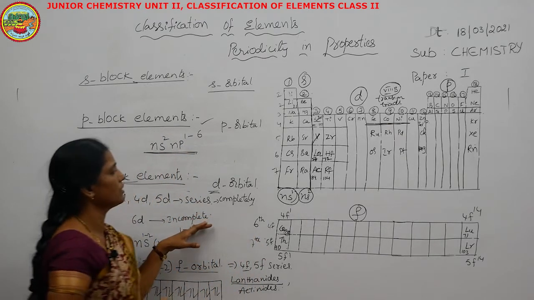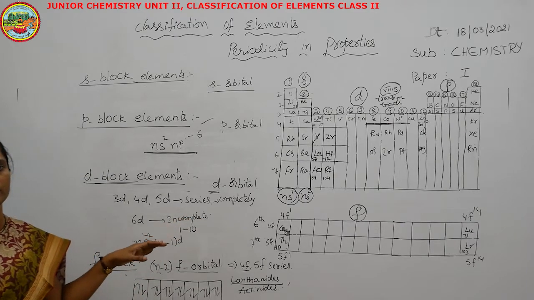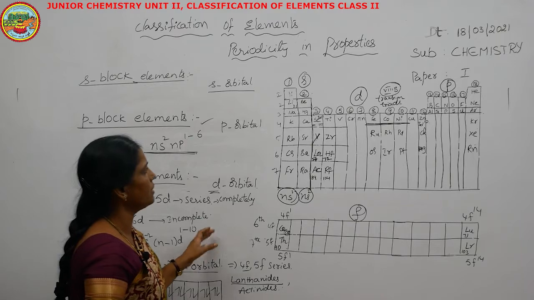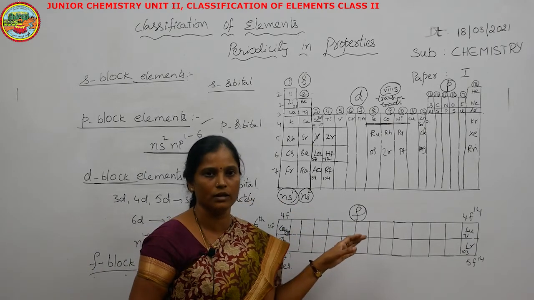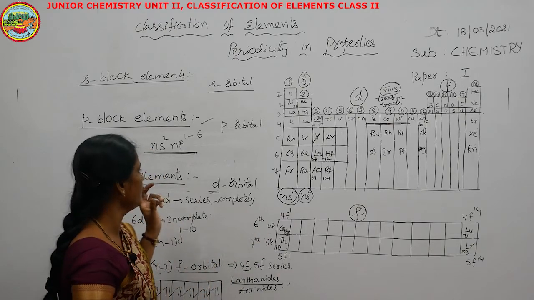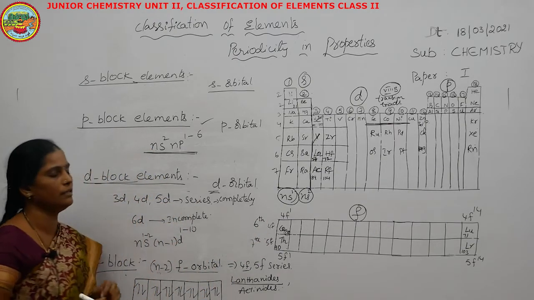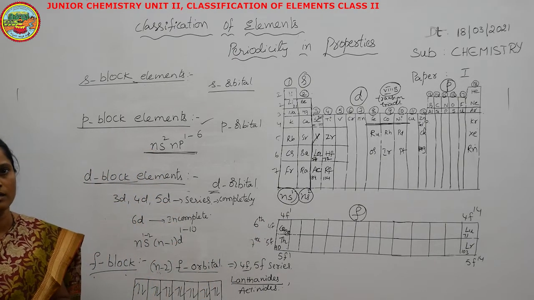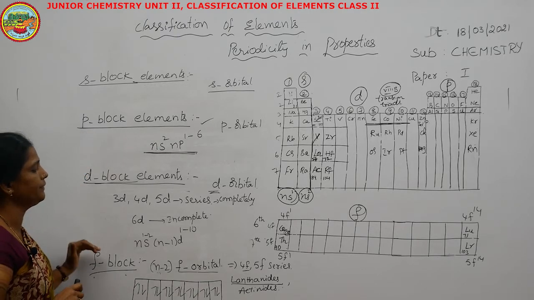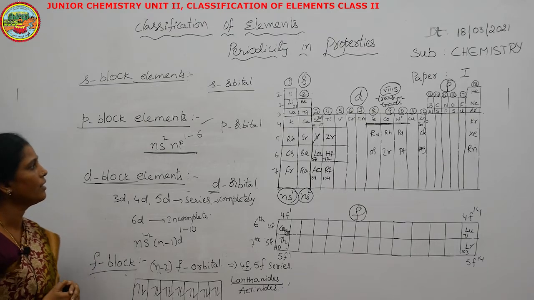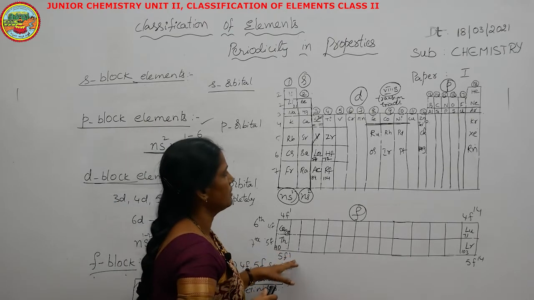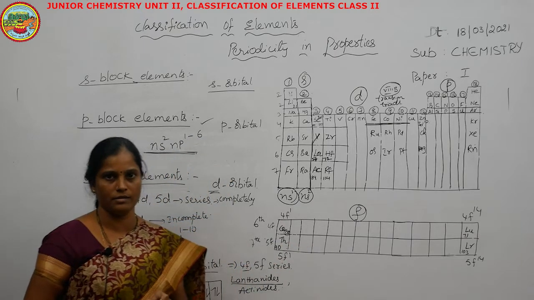This is the classification of elements into 4 blocks. This is based on the entering of the differentiating electron into various orbitals like s orbital, p orbital, d orbital and f orbital. So these are the 4 blocks: s block, p block, d block and f block. And then coming to the next classification based on the properties.